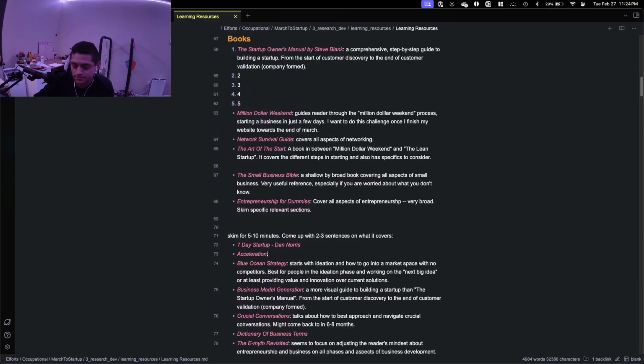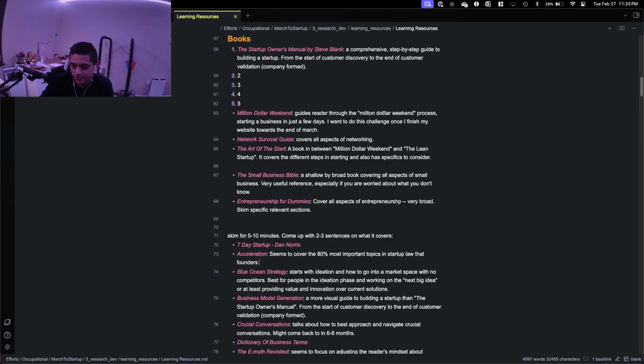Acceleration covers, I would say, it feels like it covers 80%. So let's say it seems to cover the 80% most important topics in startup law that founders should know. Read before seeking funds.